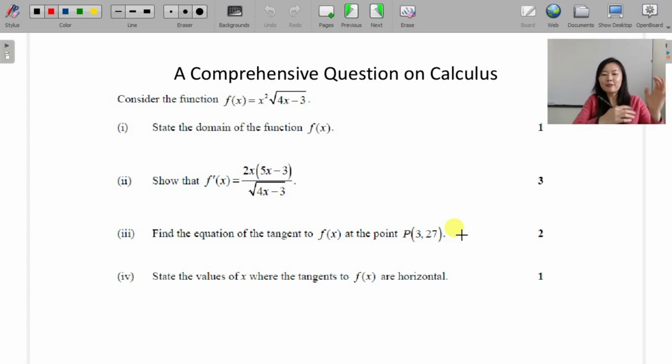All of your knowledge from functions to the derivative to finding tangent, and then the last one is an interesting one, and we'll see why that is the case.